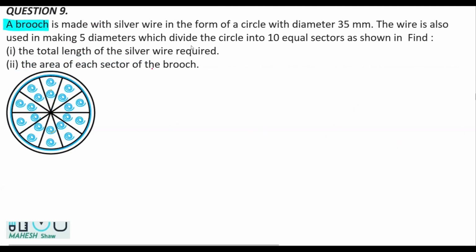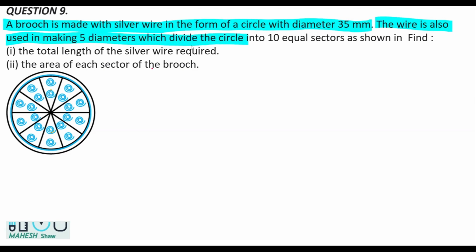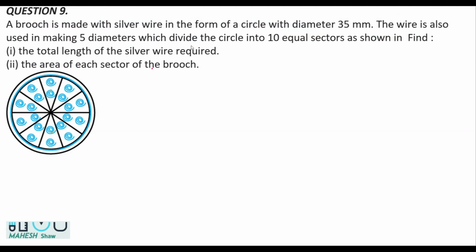In the next question, he says a brooch is made of silver in the form of a circle whose diameter is 35 mm, and the wire is also used in making 5 diameters, which divide it into 10 equal sectors. So there are 10 sectors. For the first part, we have to find the length of the wire. So we can see where this wire is used. Number one, it is used in making the circumference, right? And then it is also used in making 5 diameters: 1, 2, 3, 4, and 5 diameters.